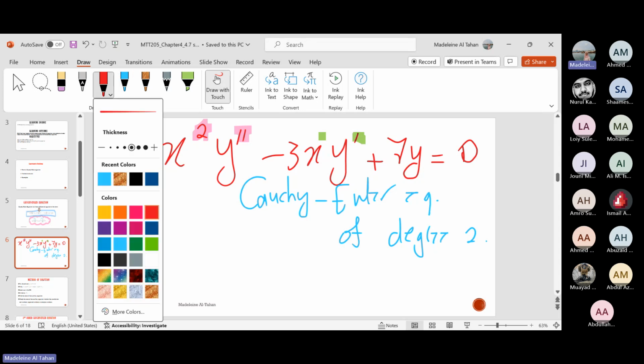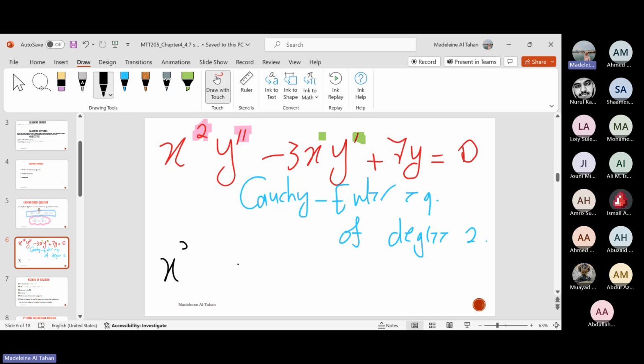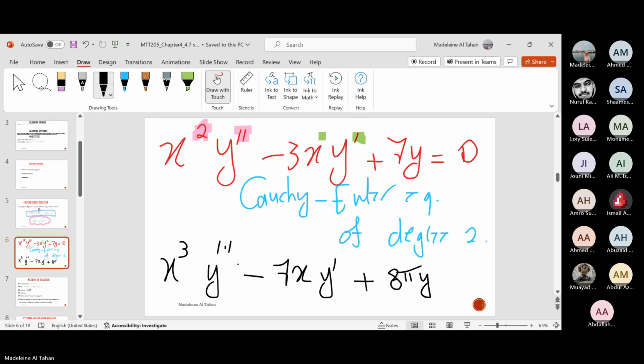Let's give another example. Let's look at this one. x cubed y triple prime, and so on. What do we have here? 3. What do we have here? 1. And here by y we don't have x in it. So this one is of which degree? Third degree. And it is Cauchy-Euler as well.